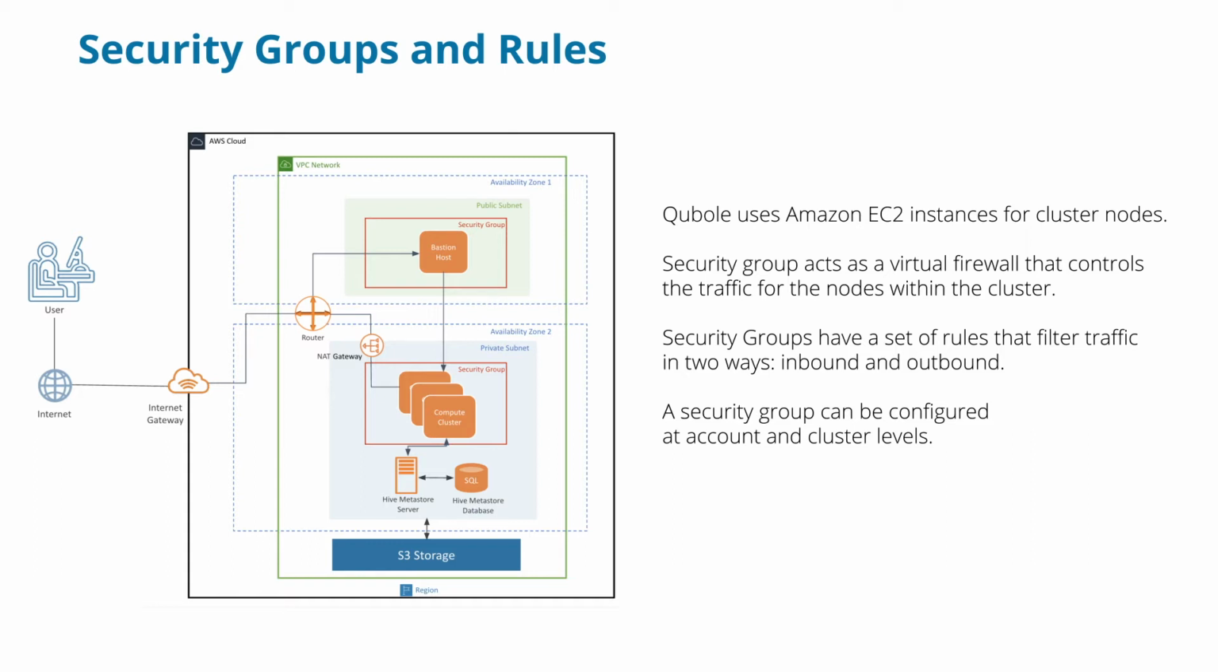A security group can be configured at account and cluster levels. The ports allow inbound traffic from Qubole's security group into the AWS region. Please see the Qubole technical documentation for the list of ports.